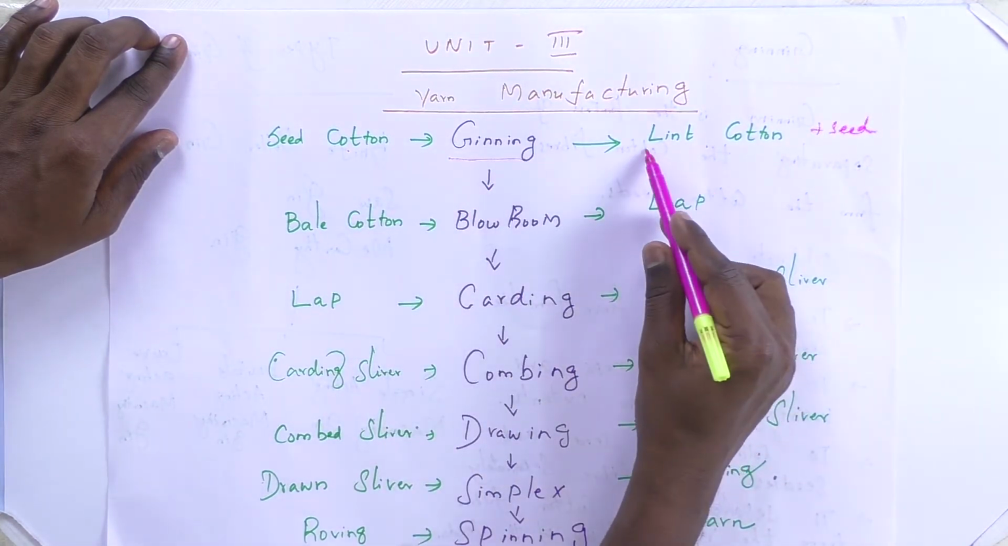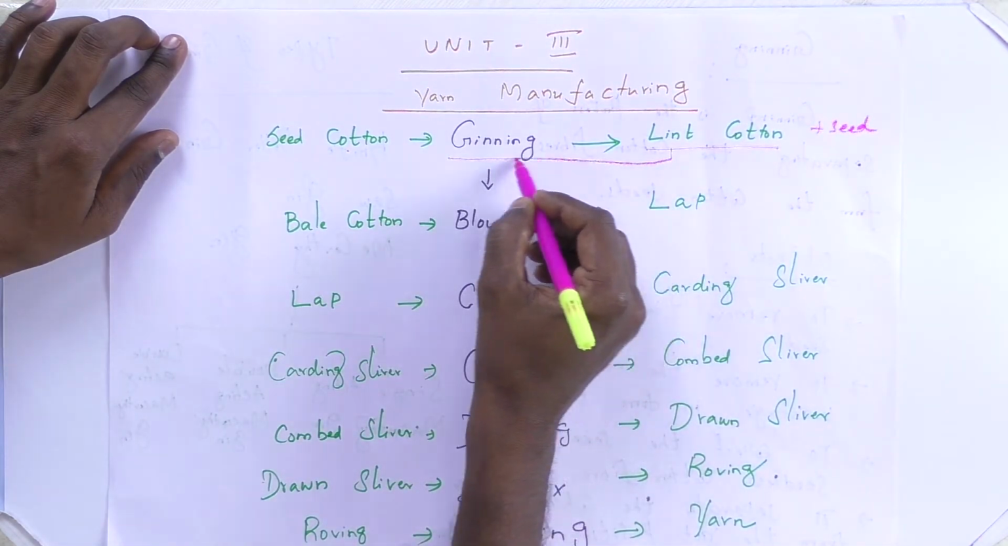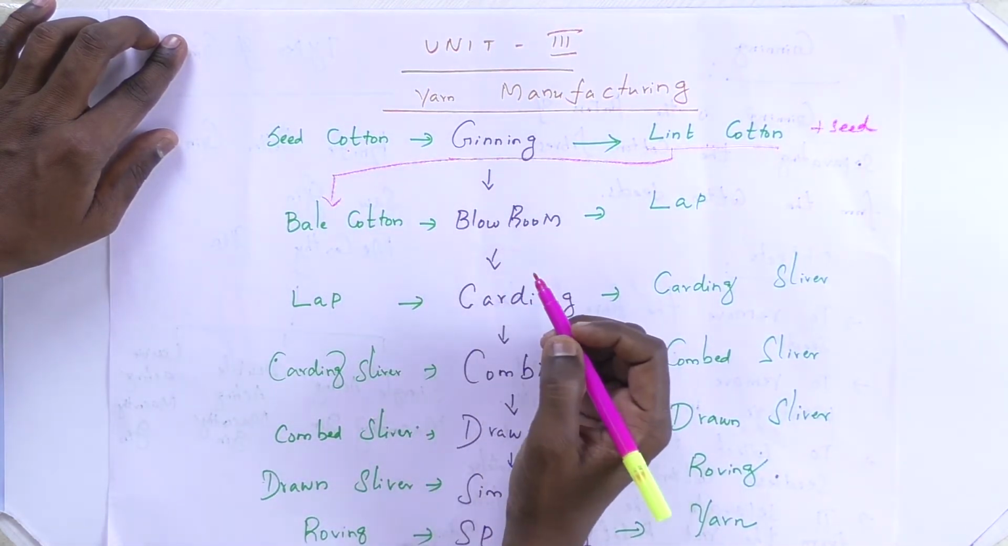We can get the lint cotton plus seed. Next, the lint cotton is converted into bale form. Then it is fed into the blowroom process. Bale cotton is nothing but 170 to 200 kg of cotton fibers in bale form. So the bale cotton is the feed material for blowroom.